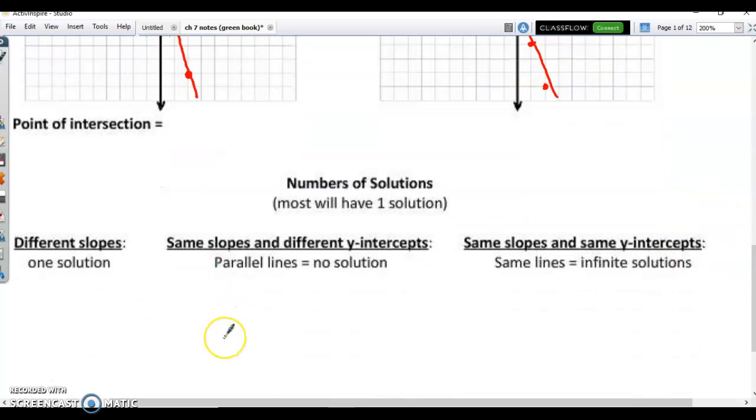There are two other situations you may encounter. They won't happen as often, but if they have the same slopes and different y-intercepts, meaning they're parallel, they will never intersect, right? Because parallel lines go the same direction. There's never a point of intersection, so of course there is no solution. If they have the same slopes and the same y-intercept, I know that sounds kind of weird, but basically they're the same lines. If they give you a set and they lie on top of each other, then there are an infinite amount of solutions because they're always the same.